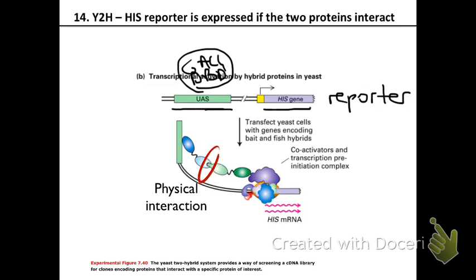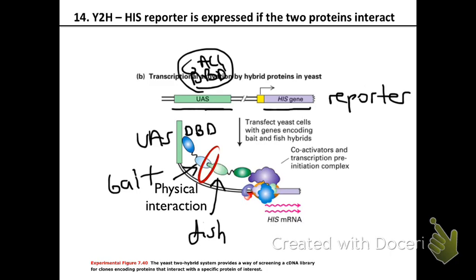Okay? So what you have here is your upstream activating sequence that's binding to the DNA binding domain, and that also contains your bait protein, right? That's the protein that you're working on. And if your protein actually interacts with the fish protein, so that is one of the proteins in your library that you're screening for, what that does is it brings the activation domain of the Gal4 in proximity to the promoter. So it recruits the activation domain of the Gal4 to the promoter of the reporter gene, right?